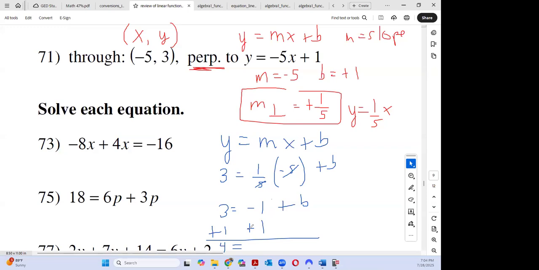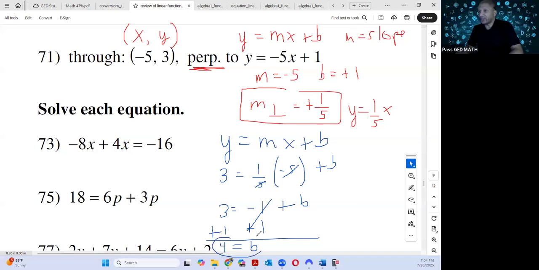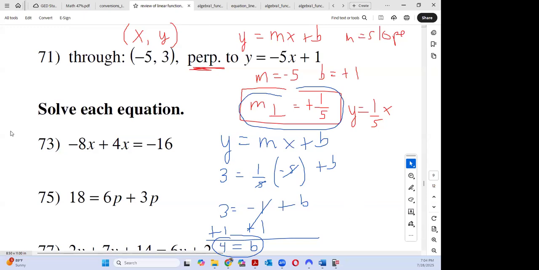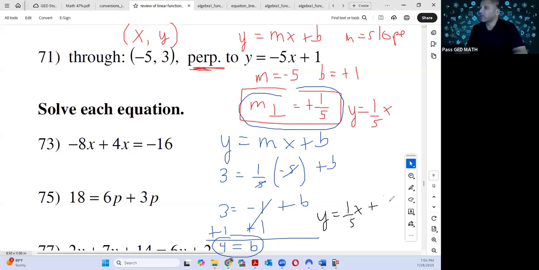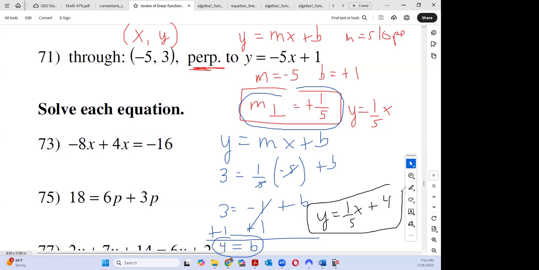The ones cancel out. Bring down my B, plus B. So if my y-intercept B is 4 and my slope is 1/5, what's my equation of the line? Y equals 1/5 x plus 4. There you go.